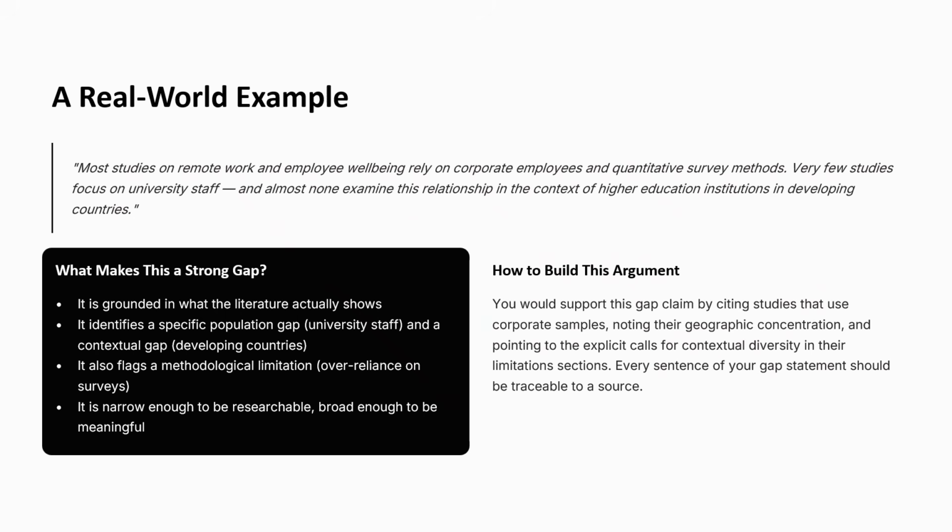Real-world example. This example demonstrates how a strong research gap can combine multiple gap types. Existing studies focus mainly on corporate employees and survey methods, while university staff in developing countries receive limited attention. By highlighting these omissions, the researcher creates a well-supported and meaningful justification for further study.